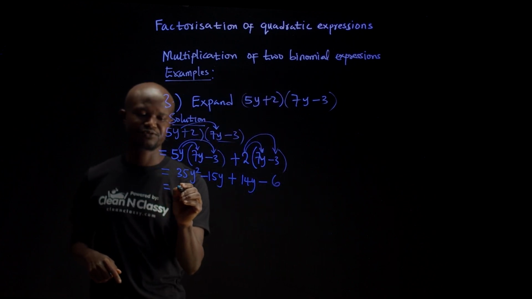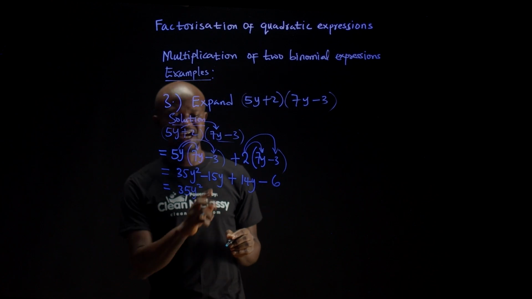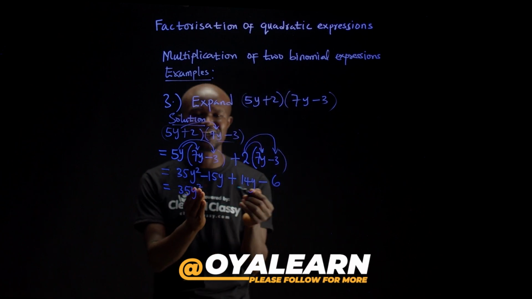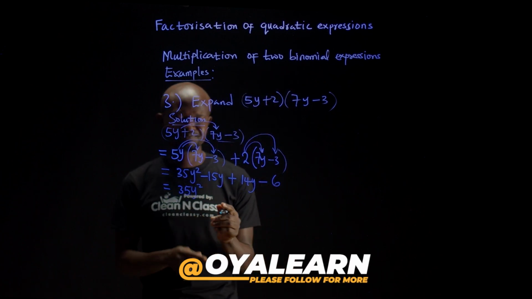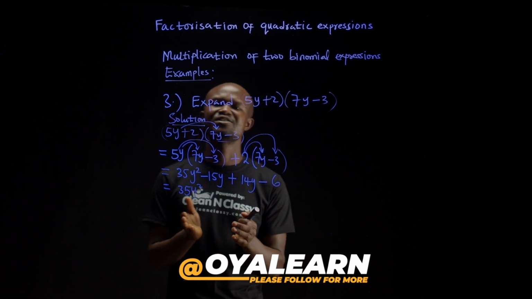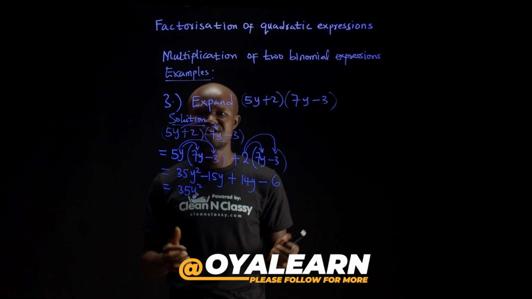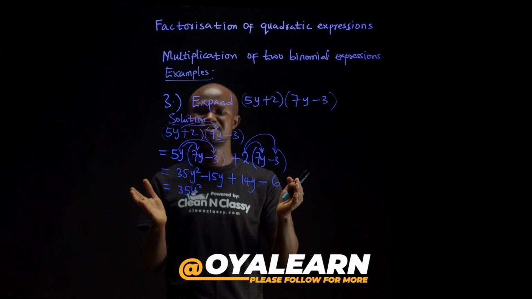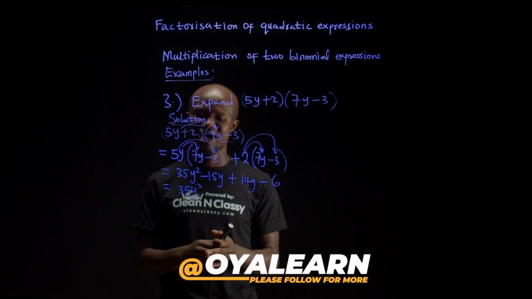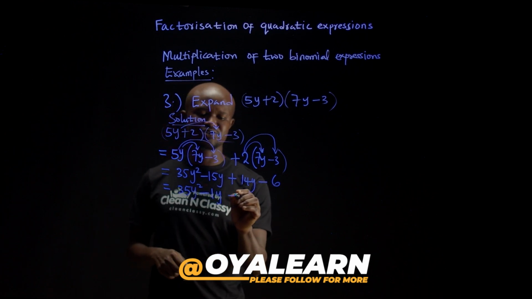Now we simplify further. We have 35y squared. The middle terms, they have the same power. You know, the power of y is 1, the power of y is 1. So you can only add the middle terms together. Minus 15 plus 14 is the same thing as 14 minus 15. Now, when you are taking away a bigger number from a smaller number, what do you have? Negative. So 14 minus 15 is the same thing as what? Minus 1. So this can be written as minus 1y minus 6.